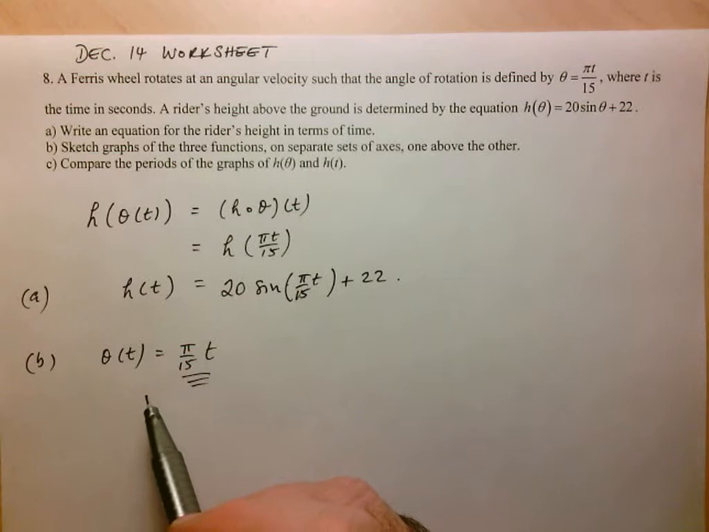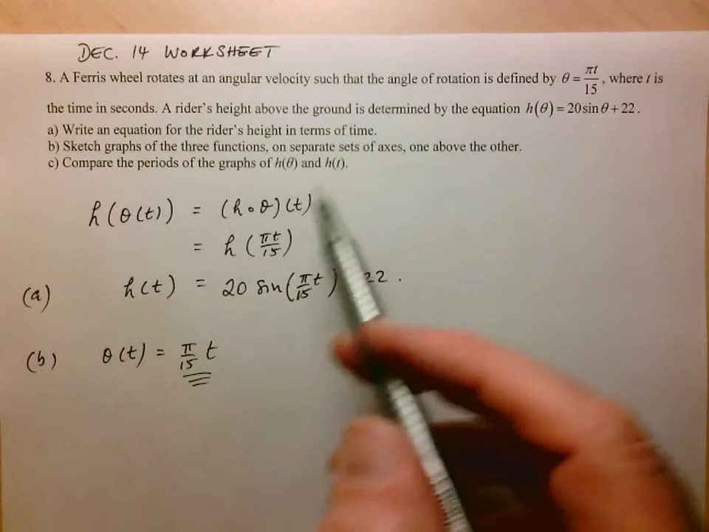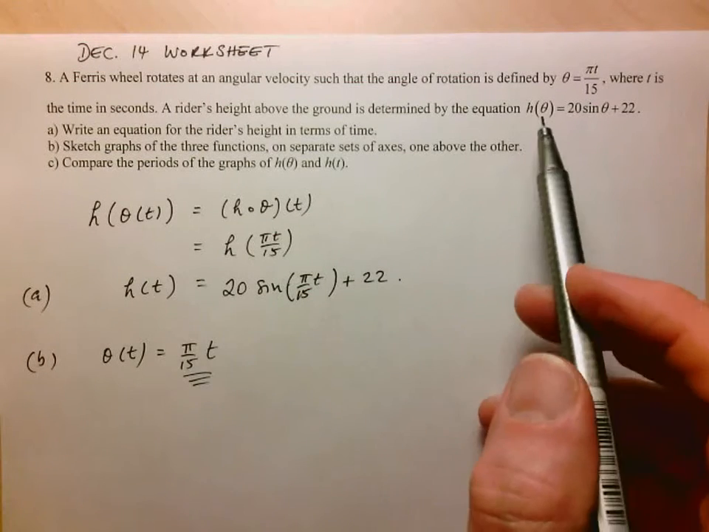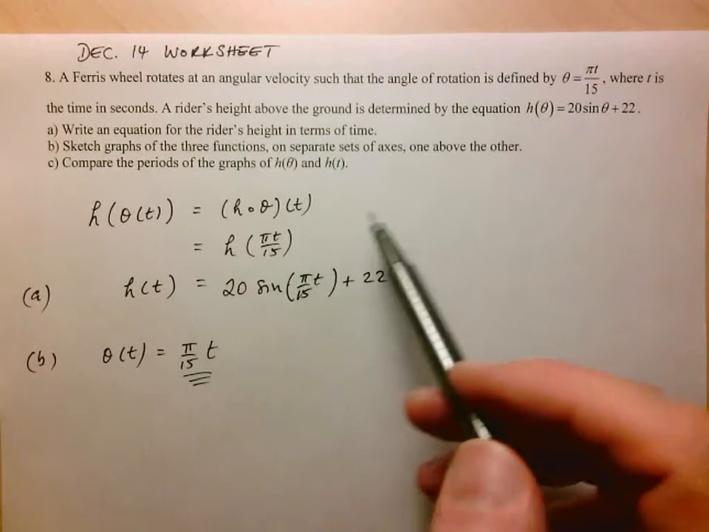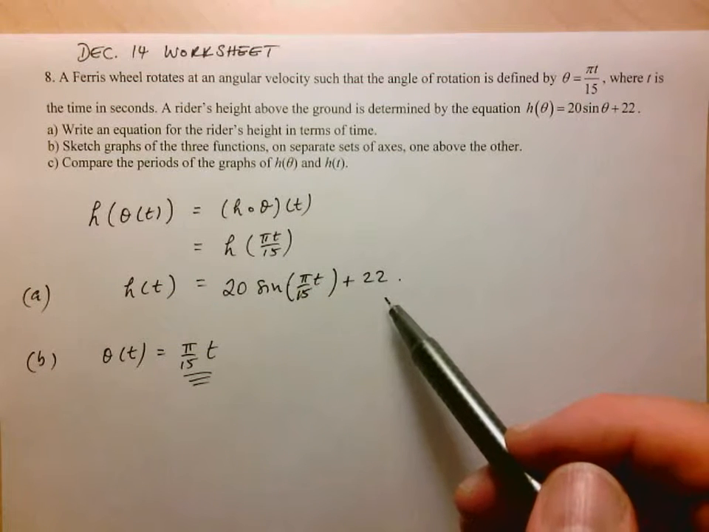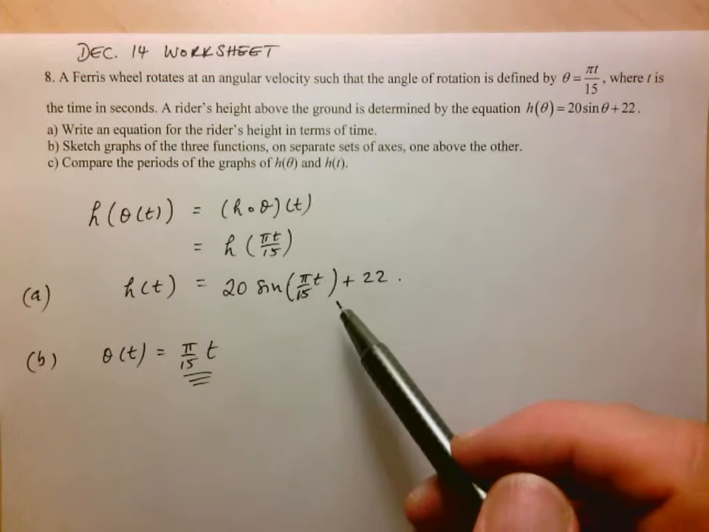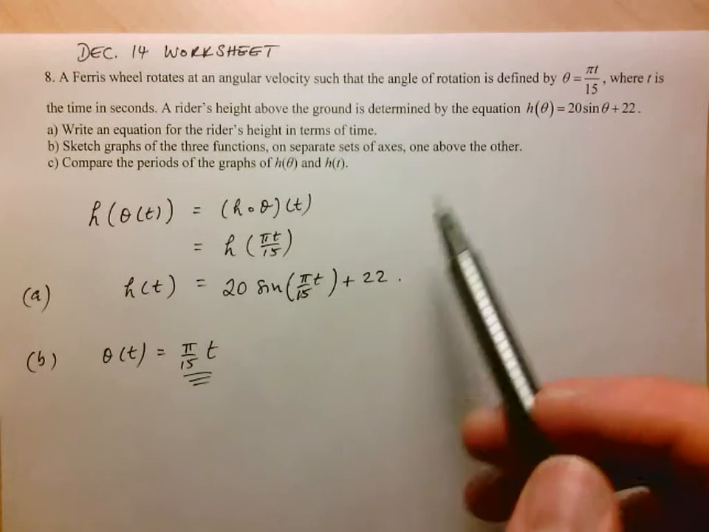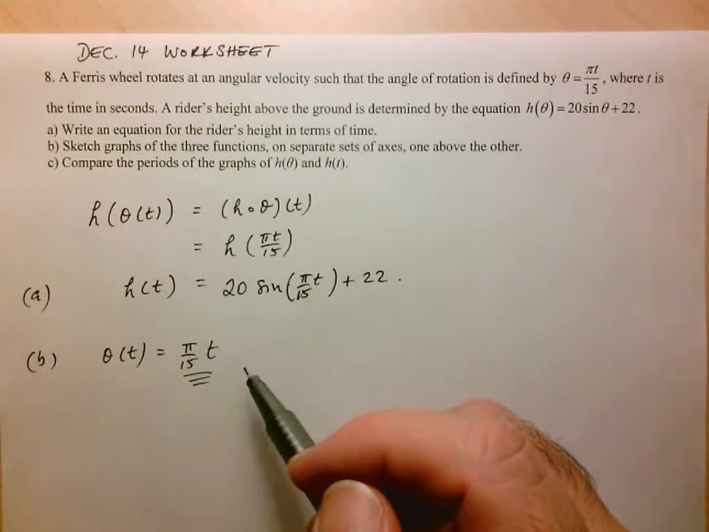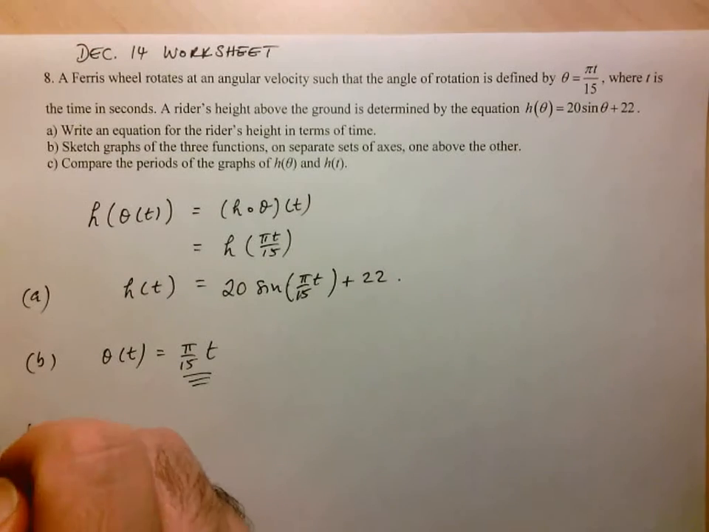Okay, and of course if you're going to graph the other two, h of t and h of theta, we notice that they're going to have a lot of things in common. They're going to have the same amplitude. They're going to have the same axis, which means they're going to have the same maximums and minimums. The only thing that's going to be different is going to be the periods, which is what they're asking us to do in C.